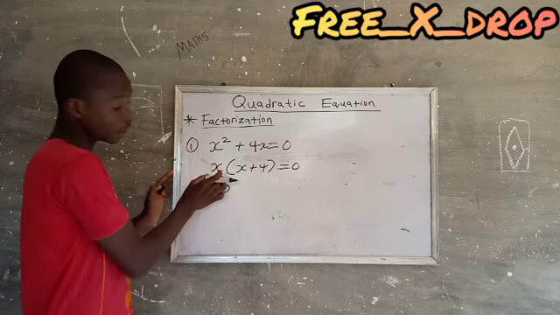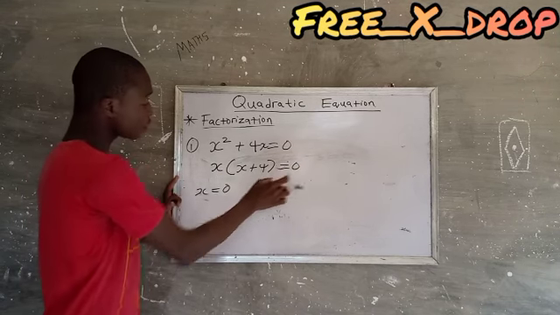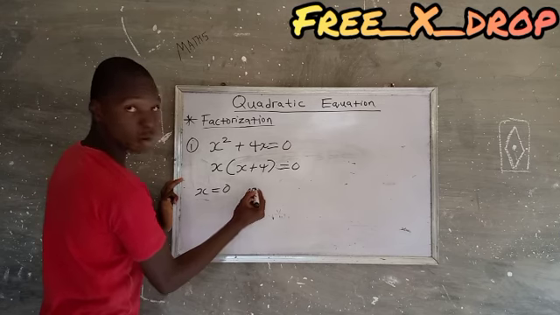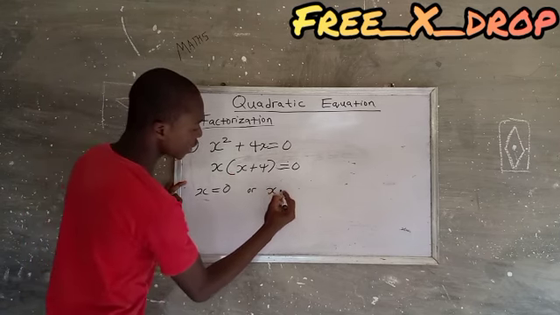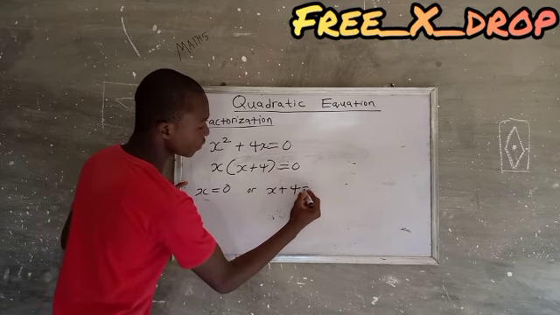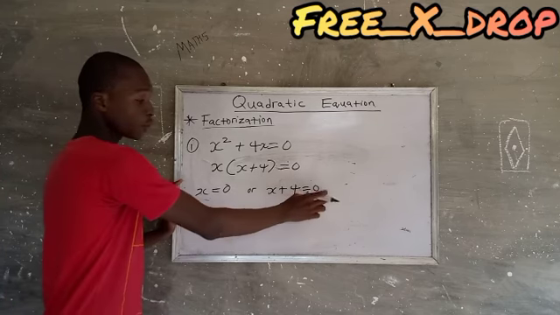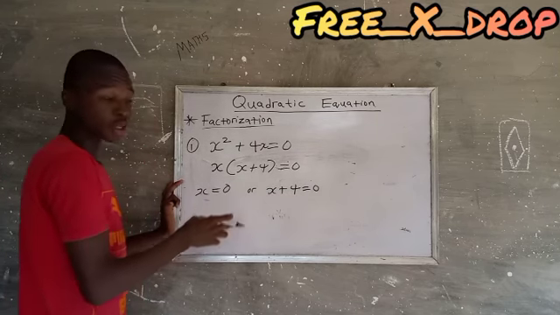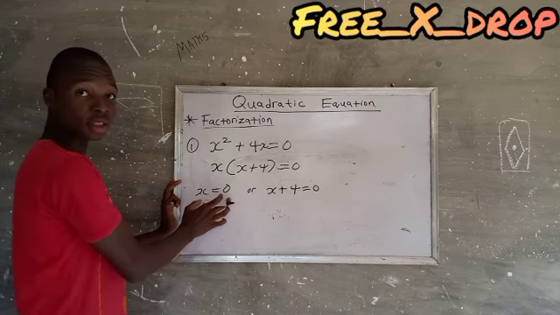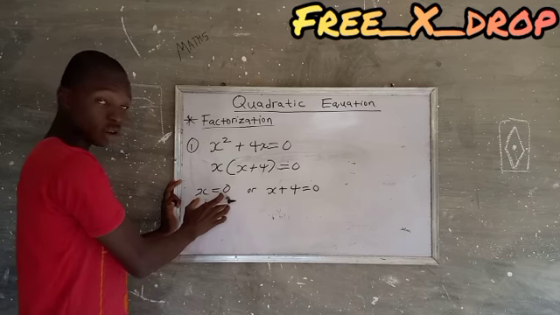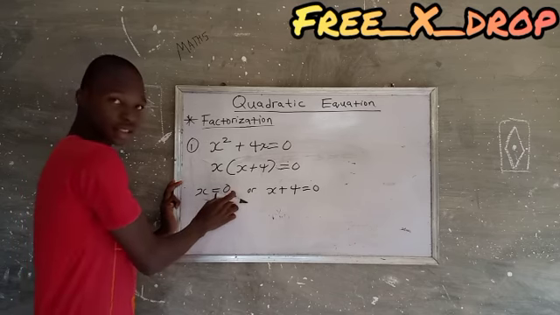That is your first expression, x equal to 0. Now for your second expression, which is x plus 4 is equal to 0. That's your second expression. If you check, this first one is already complete, which is x equal to 0. There's nothing to solve there again. So your first answer is 0.